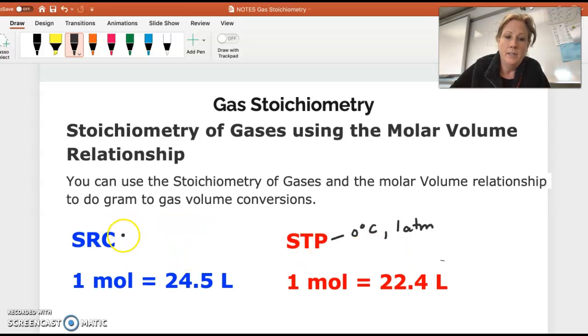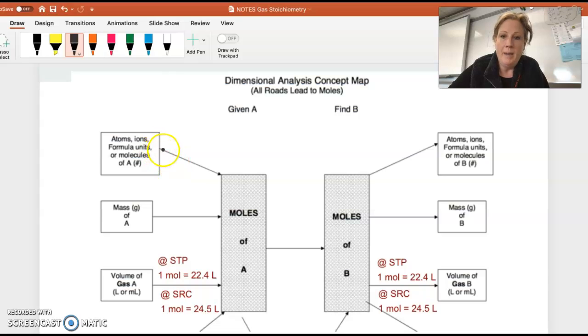And then SRC, remember, is room temperature, so it's 25 Celsius and 1 atm. So this is going to be a little bit larger volume, but again, it doesn't matter, 1 mole of any gas as long as it is at that same temperature and pressure. A mole of carbon dioxide, a mole of chlorine, they're going to be taking up this much volume. So if you don't have your mole map, I would go get it and pause the video.